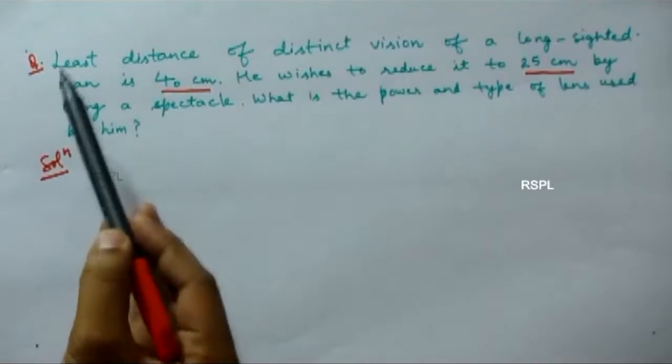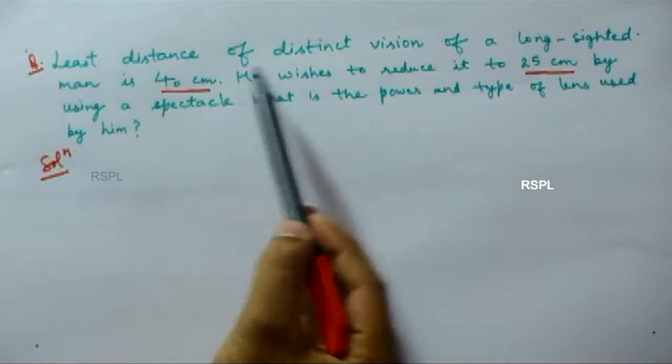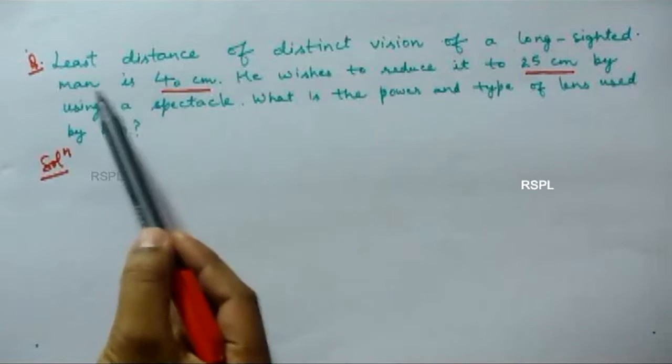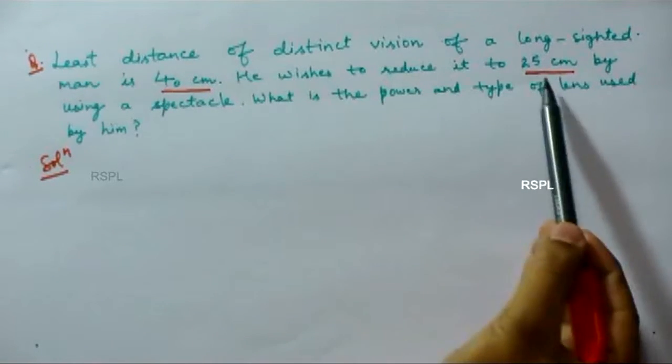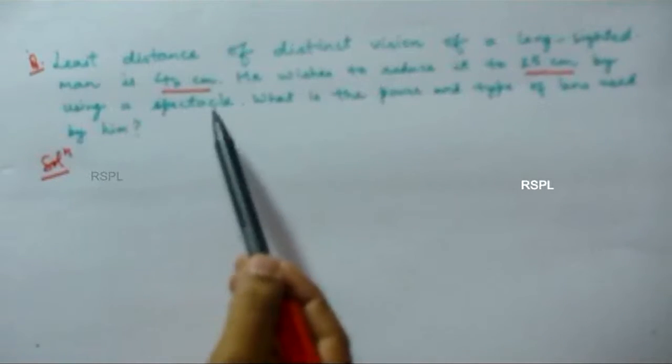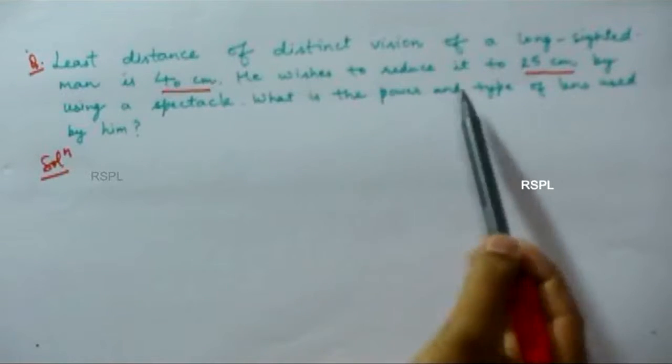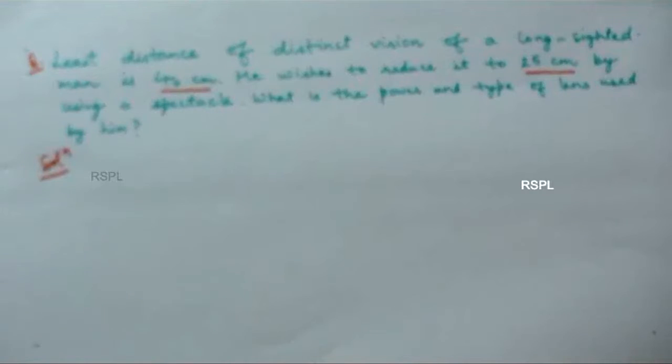Students, we have a problem. Least distance of distinct vision of a long-sighted man is 40 centimeters. He wishes to reduce it to 25 centimeters by using a spectacle. What is the power and the type of lens used by him?